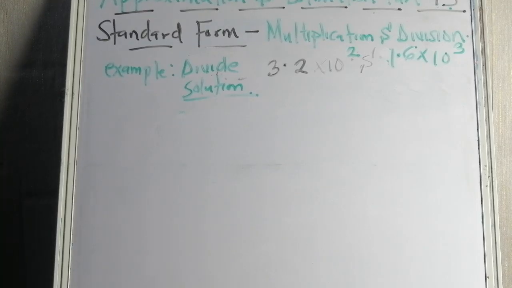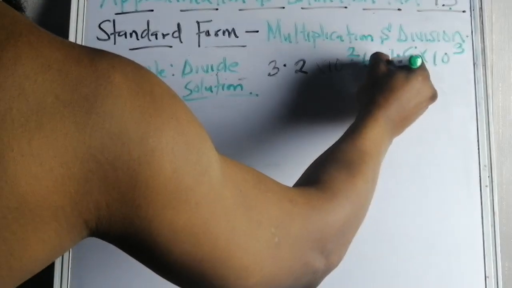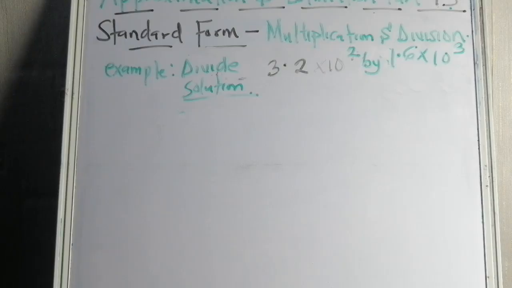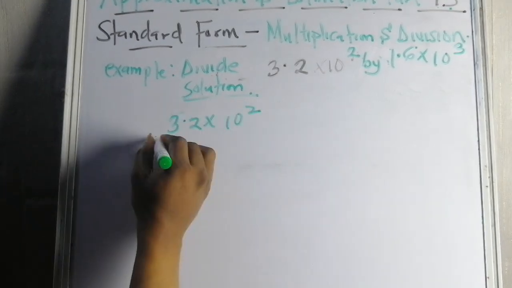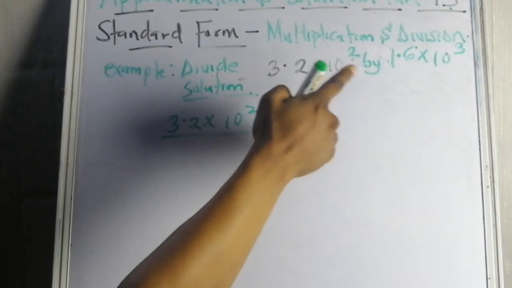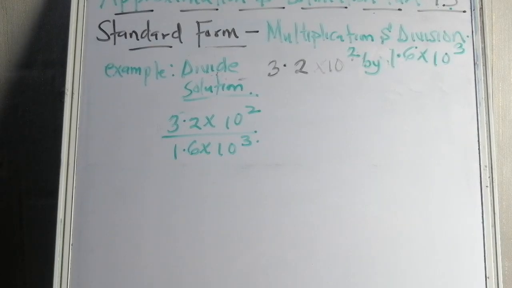Apply the law of indices. Okay, divide 3.2 times 10 raised to power 2 by 1.6 times 10 raised to power 3. So this is the interpretation. This is 3.2 times 10 raised to power 2, we are dividing this by that, 1.6 times 10 raised to power 3. It's as simple as that.